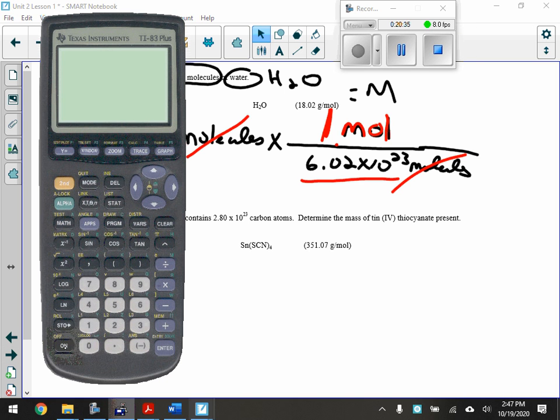Now, calculator time. Go ahead and do that for me real quick. Let's take a break here. 6.52, you got that on your sheet there, times 10 to the 24, divided by 6.02. And what do you get as an answer? Somebody? 10.8. Yeah. If you do not, then you didn't type it in properly.